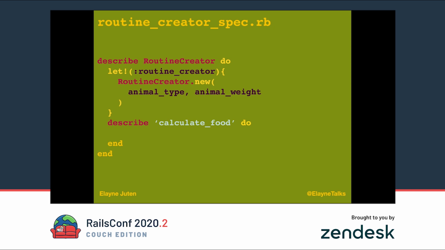So I know I'm going to need animal type and animal weight, so I'm going to add them into that let, newing up that RoutineCreator class and adding in those variables. And then also underneath, I'm going to describe the calculate food method. I know we're going to need that. That's part of the story card and part of my focus pseudocode that I wrote out. So I'm just going to set both of those describes.